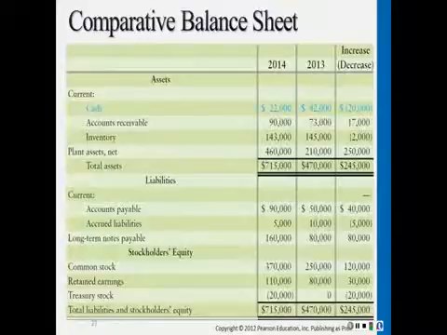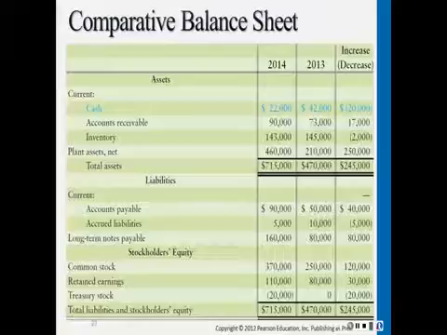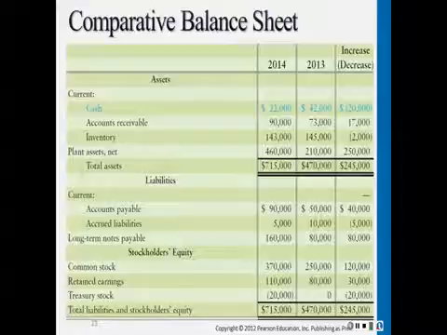Step number 2. Compute the change in cash from the comparative balance sheet. The change in cash is the key reconciliation figure from the statement of cash flows.